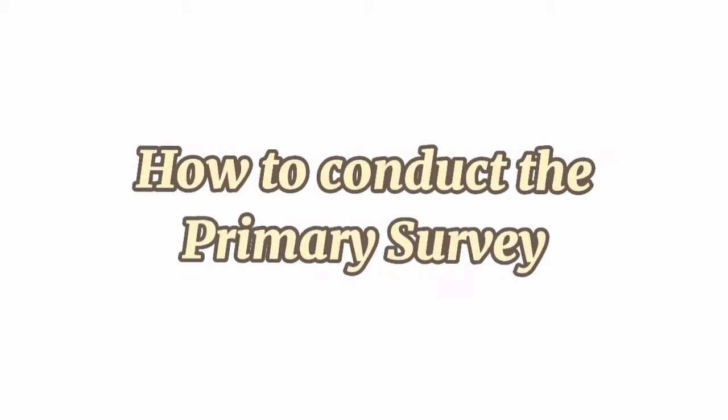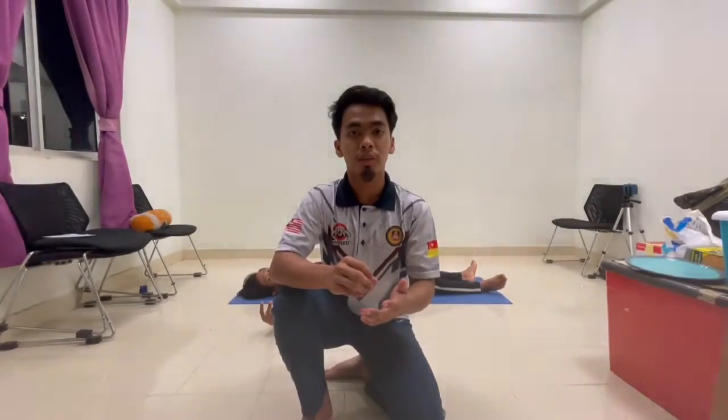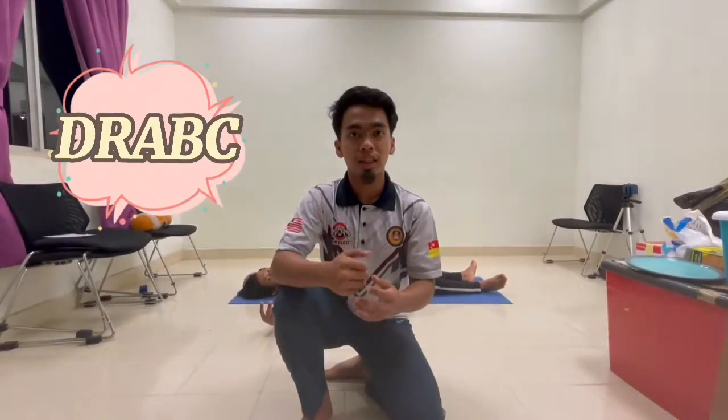How to conduct the primary survey? The primary survey includes DR ABC, which is danger, responsiveness, airway, breathing and circulation.